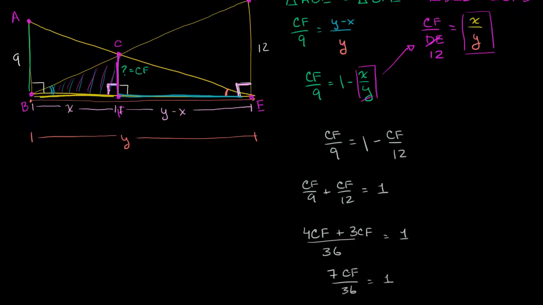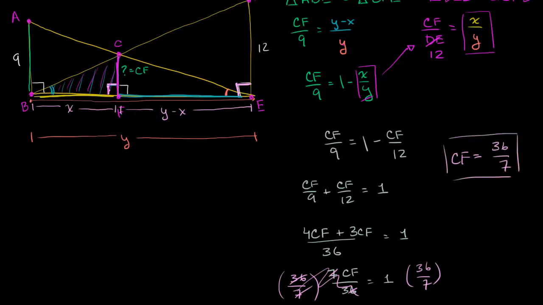And then to solve for CF, we can multiply both sides times the reciprocal of 7 over 36. So 36 over 7, multiply both sides times that. This side cancels out. And we are left with our final answer, we get our drum roll now. CF is equal to 1 times 36 over 7, or it's just 36 over 7.